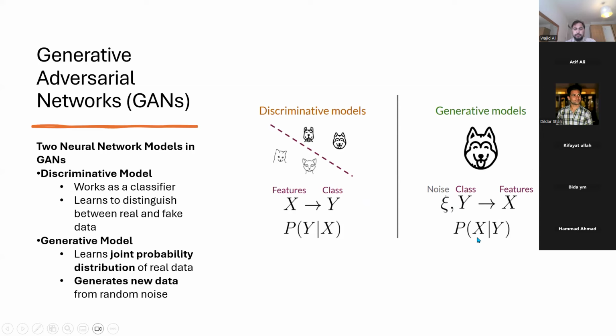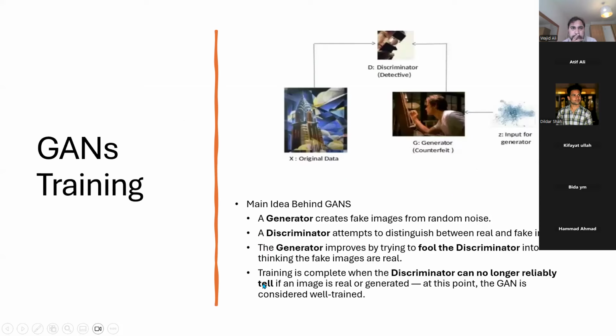And probability of features given a class. So this is how a generative model works. It creates features given a class, and this one gives us class given features, so they are opposite of each other. Generative models learn the joint probability distribution of real data and generate new data from random noise.